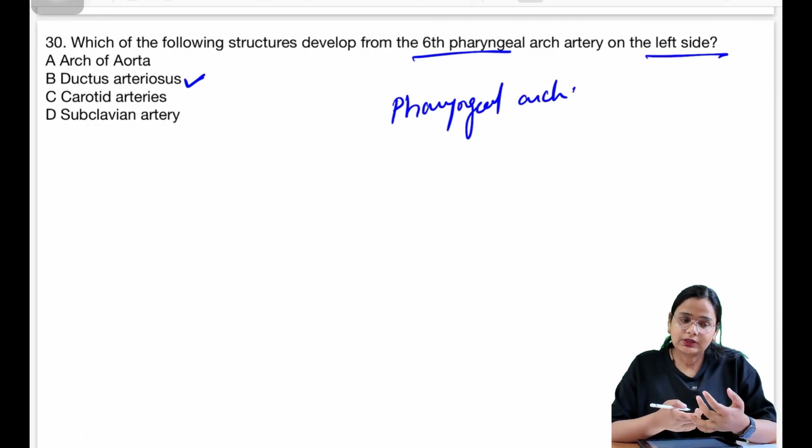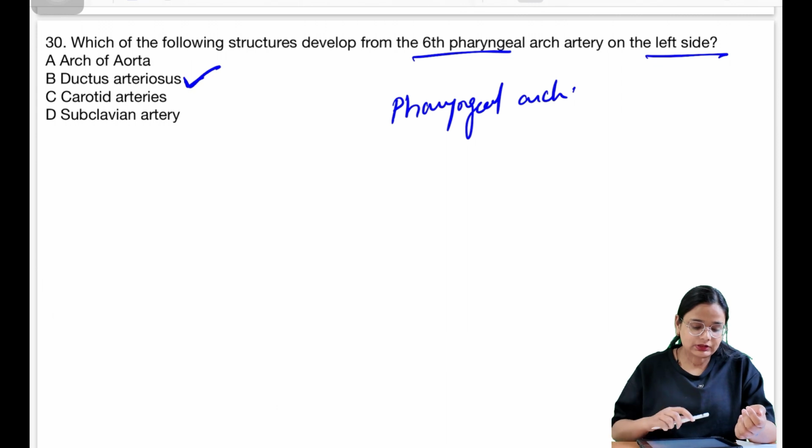from the third arch right and left common carotid, right and left internal carotid arteries are developing, fourth right subclavian artery and arch of aorta is developing, fifth is regressing in humans, and sixth is right and left pulmonary arteries, along with on the left side ductus arteriosus is also developing. So correct answer will be ductus arteriosus.